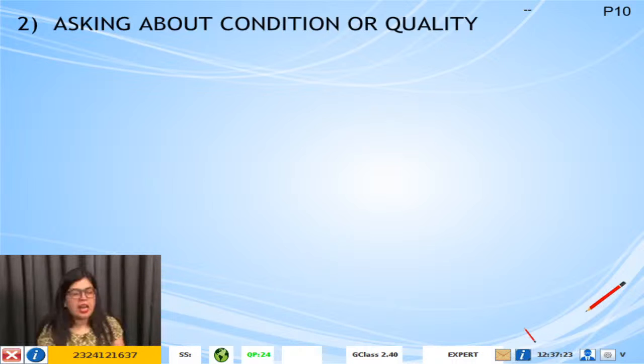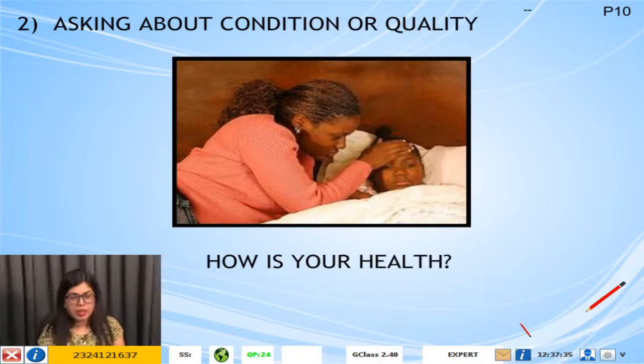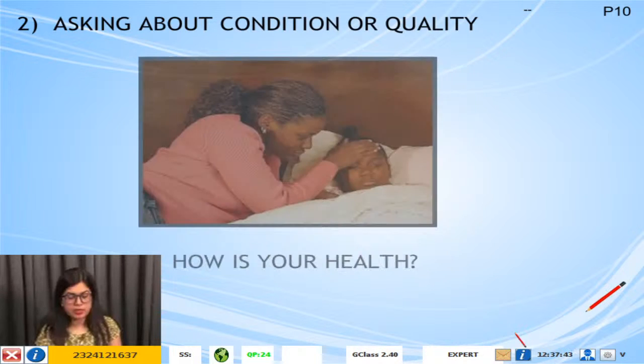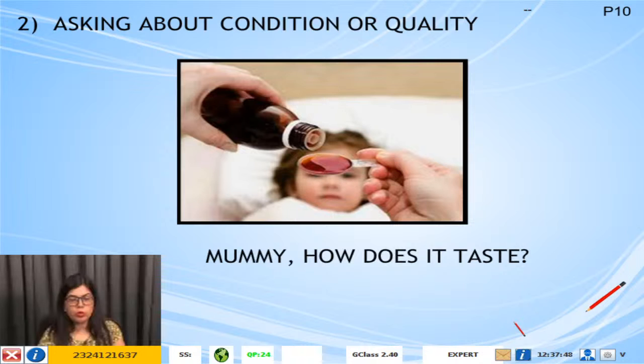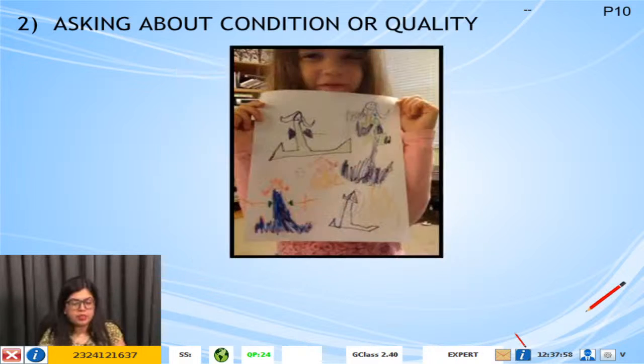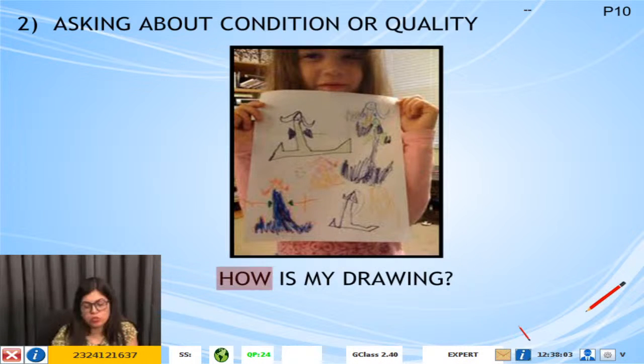Asking about condition or quality. So what can you see in the image? Yes, a mother and her daughter, isn't it? So how is your health? So asking about the condition of something. How is? Again, Mummy, how does it taste? So the kid is asking, Mummy, how does it taste? How does. Then let us look at this. How is my drawing? Here also we have how is.